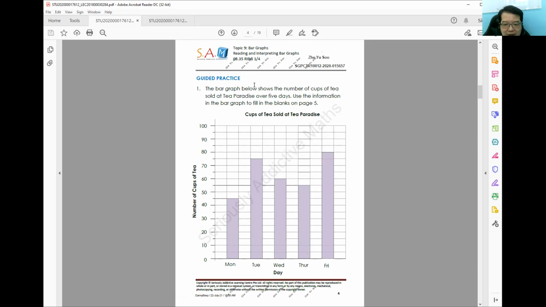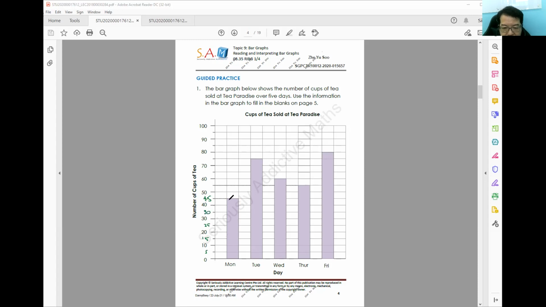All right, and then what we can do now is to write down. I would usually recommend students to write down the numbers first. So let's look at the cups of tea sold at Tea Paradise on Monday. How many is that? So this is 40. This is 50. I suppose this will be 45. Notice that each scale is 5, stands for 5 cups. So 5, 10, 15, 25, 30. Okay, so Monday is 45.